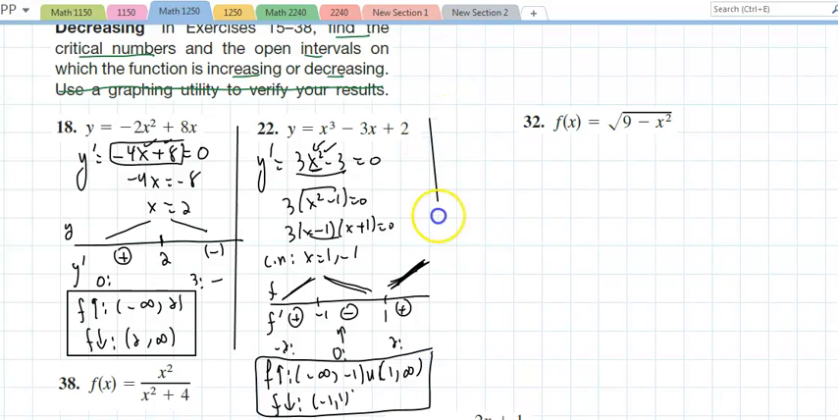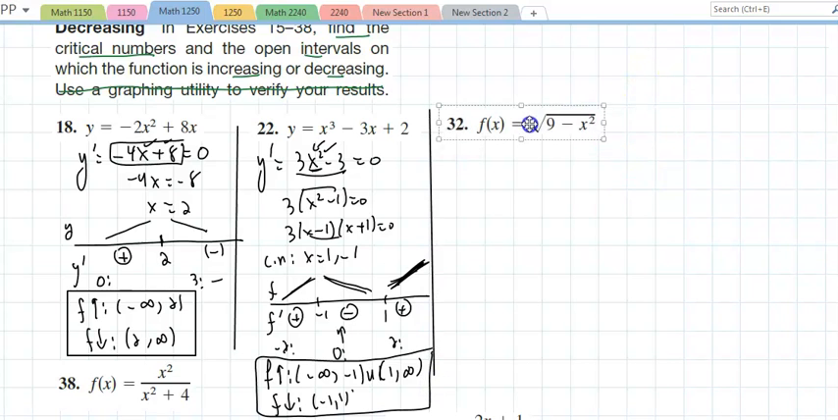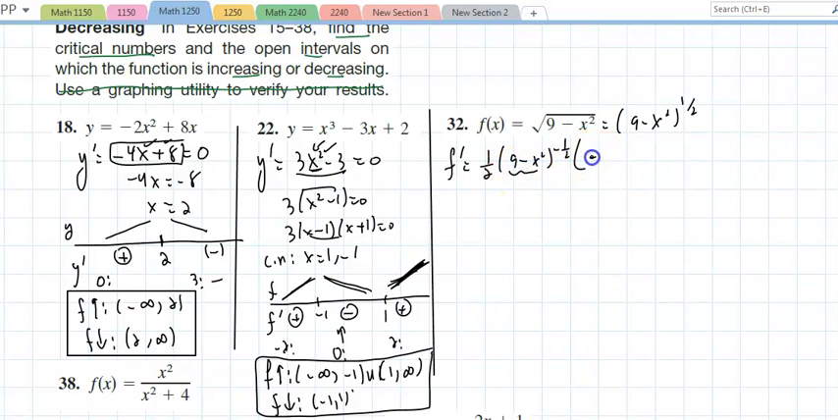Number 32 is a bit of a mess, just a bit though. And how is that? I'm going to write this as 9 minus x squared to the 1/2. I take a derivative, bring the power down, subtract 1 from the power, times the derivative of the inside. The 2's cancel out. The derivative is negative x divided by the square root of 9 minus x squared.